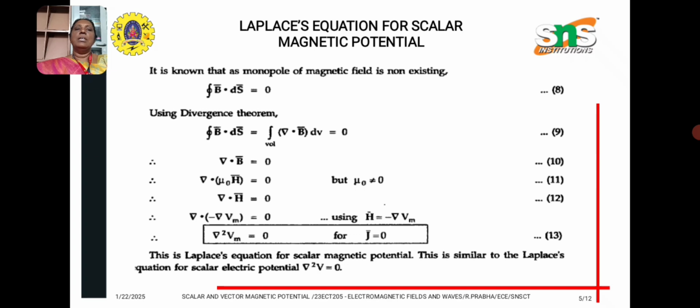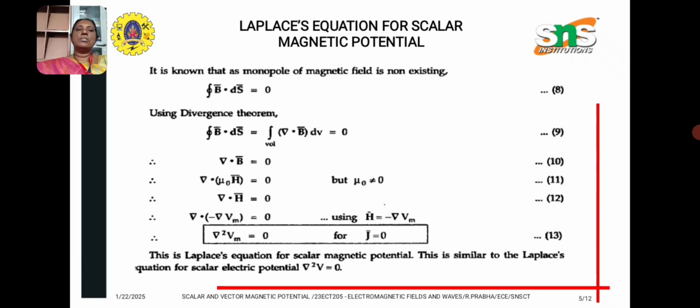It is known that magnetic monopoles do not exist, so we can write the integral over the closed surface B dot dS equal to 0. Using the divergence theorem, this integral over the closed surface B dot dS equals the volume integral of del dot B dv, which is equal to 0. So del dot B is equal to 0, and B is equal to mu naught H, so del dot mu naught H is equal to 0. But this mu naught is not equal to 0, because it is the absolute permeability. It has the value 4 pi into 10 power minus 7 henries per meter.